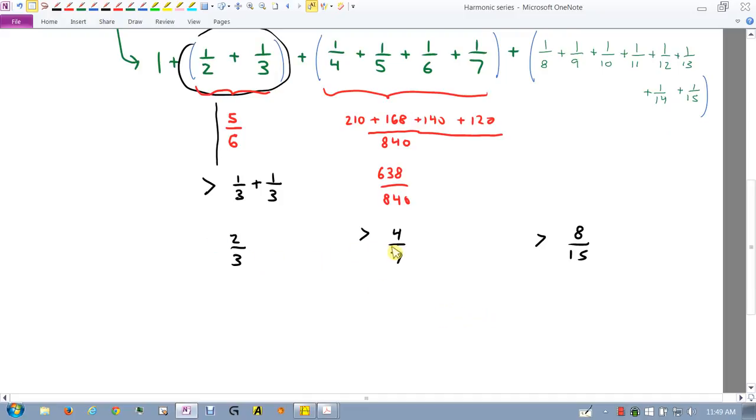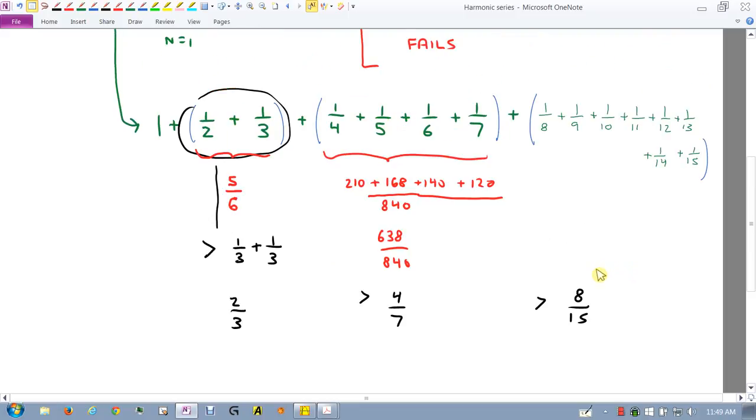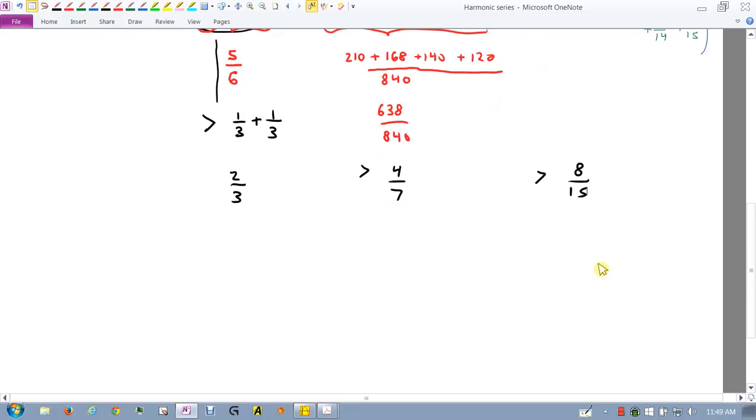But each one of these, all of these, are bigger than 1/2, aren't they? Look at this. Isn't 2/3 bigger than 1/2? 4/7 is bigger than 1/2. The next one's bigger than 1/2. The next one should be bigger than 1/2 also. So what we're going to get to as a conclusion is, if we write this out, I'm going to write therefore, and this is not a formal proof, but it's enough for us to move on.